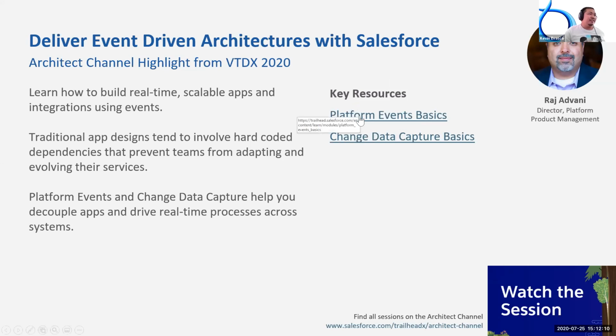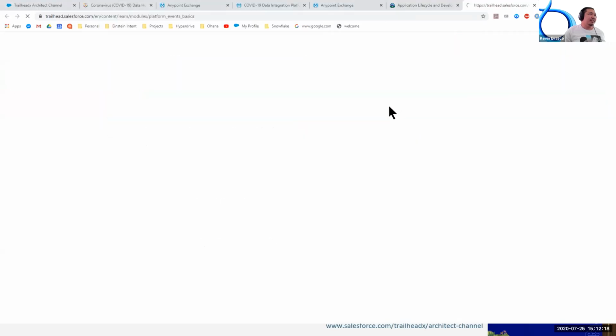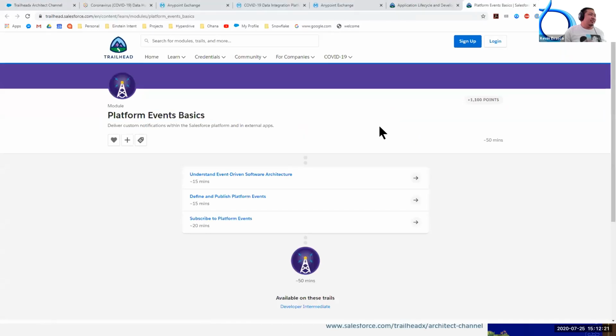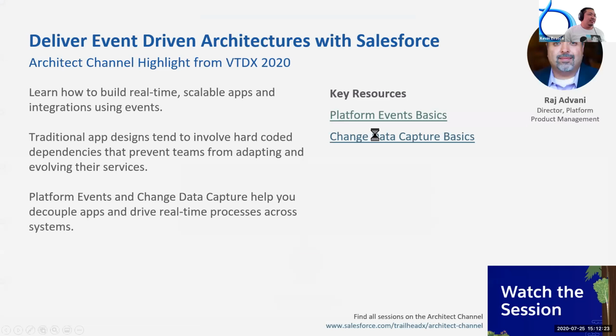So you would find this in the key resources when you open it in salesforce.com/TrailheaDX. So this one is a platform event basics. So there is a Trailhead module, and the other one is change data capture basics.